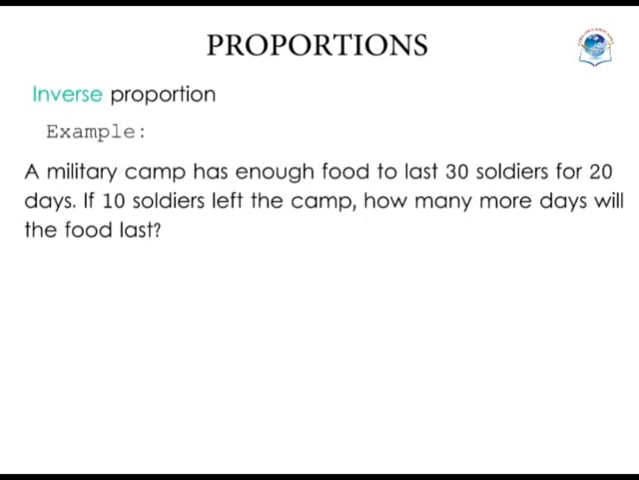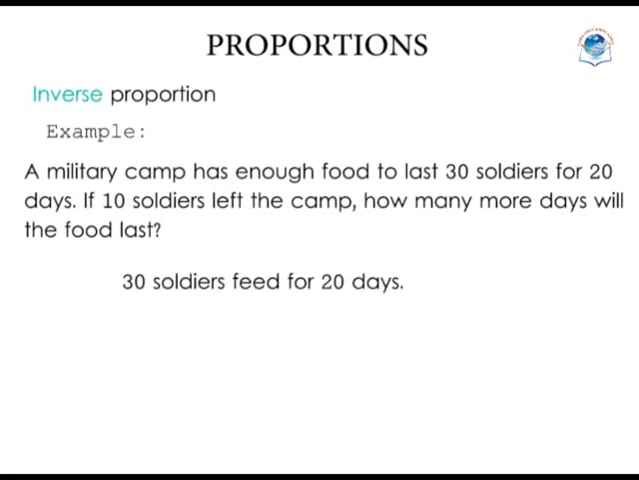Another example, a military camp has enough food to last 30 soldiers for 20 days. If 10 soldiers left the camp, how many more days will the food last? The quantities here are the number of soldiers and the number of days. If the number of soldiers increases, the number of days reduces. So the number of soldiers reduces by 10, from 30 to 20, and so we expect the food to last longer. But how much longer?